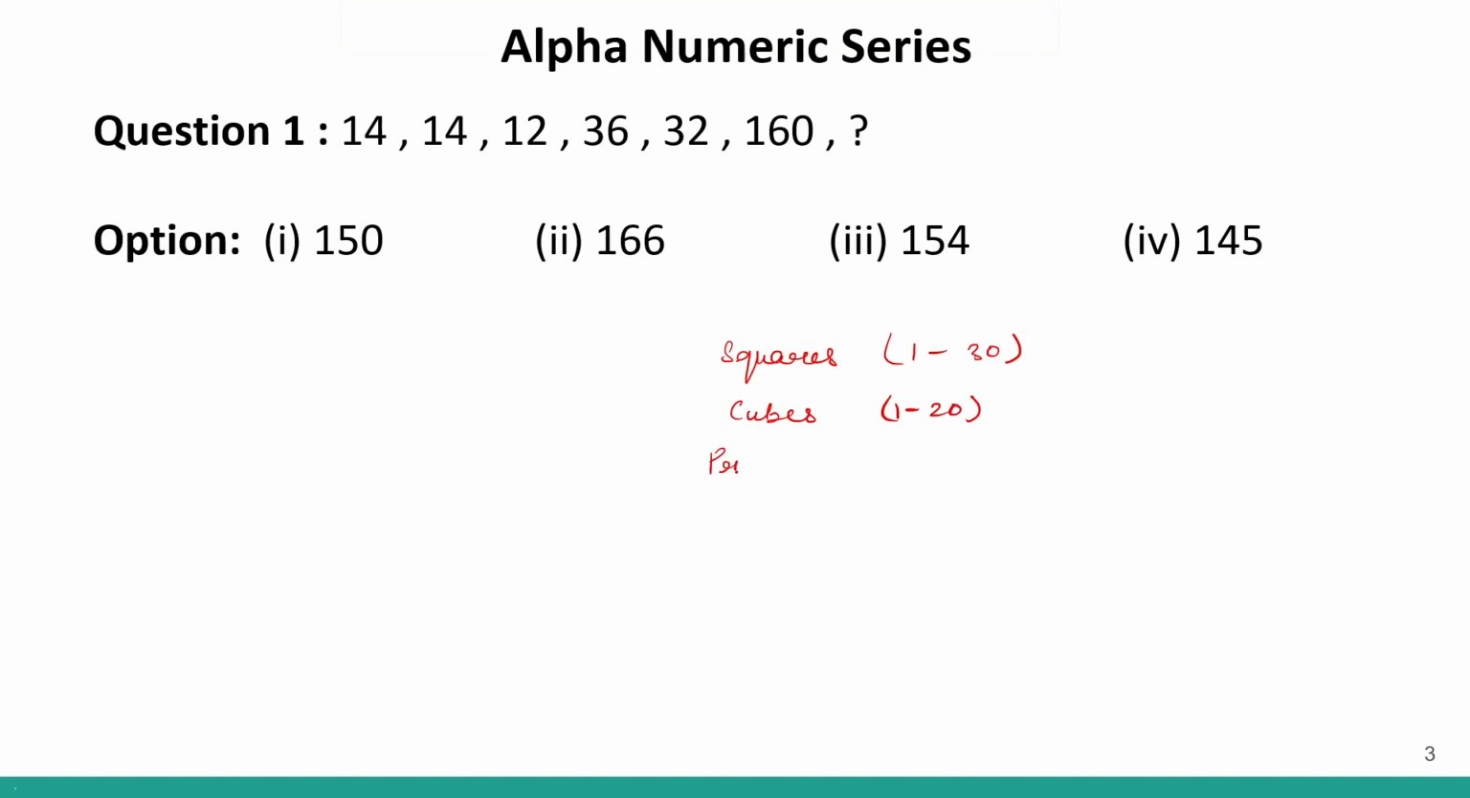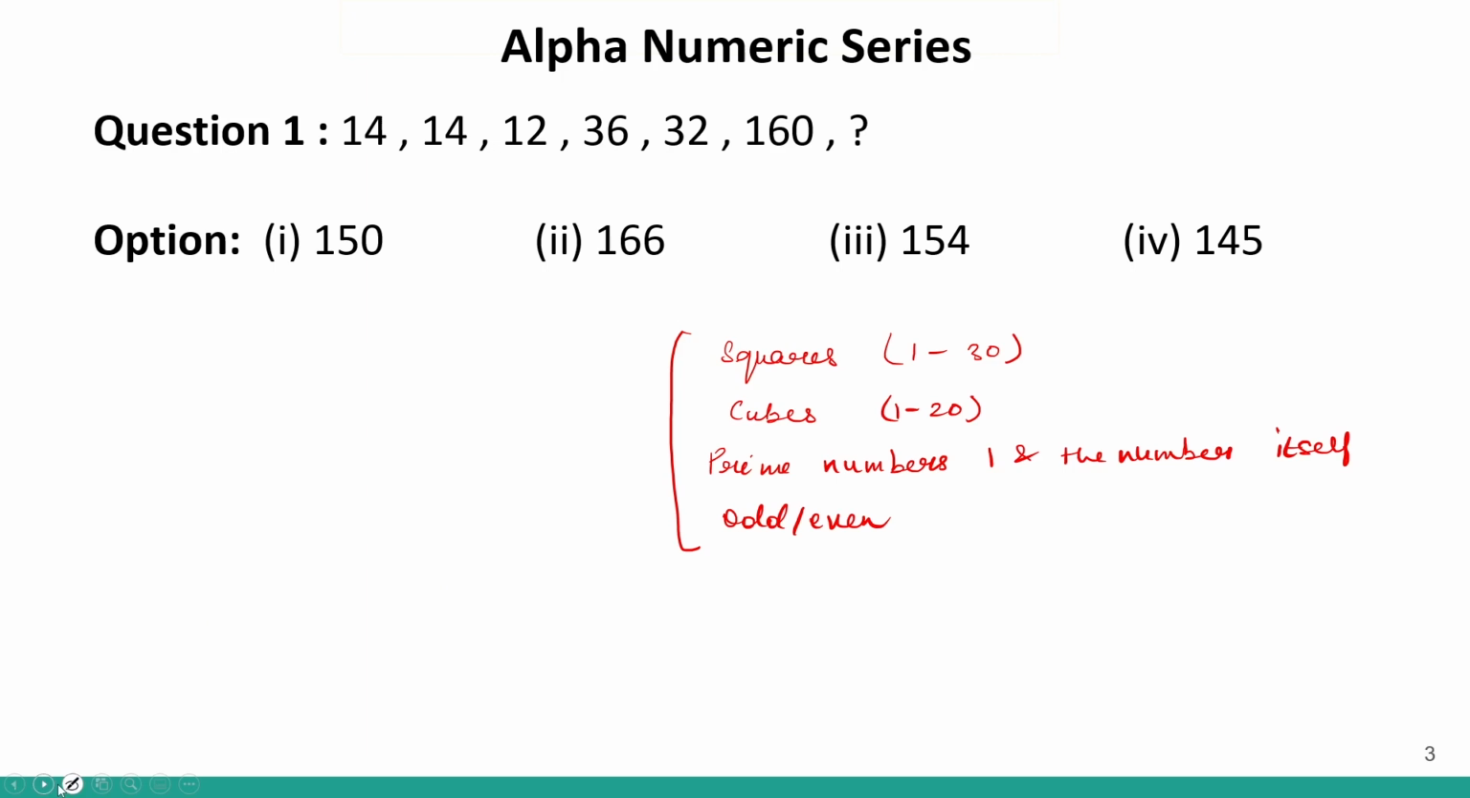Then you should know what prime numbers are. Prime numbers are numbers that have only two multiples: 1 and the number itself. These are the multiples of a prime number, correct? And you should know what odd numbers and even numbers are. So you should have an idea about this kind of information to solve questions on alphanumeric series.